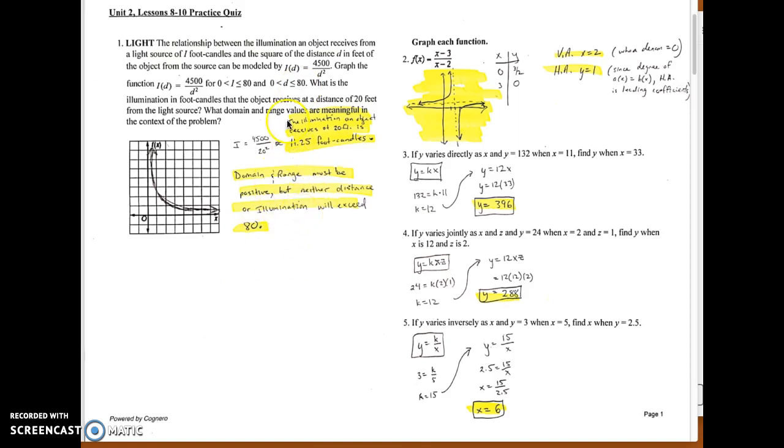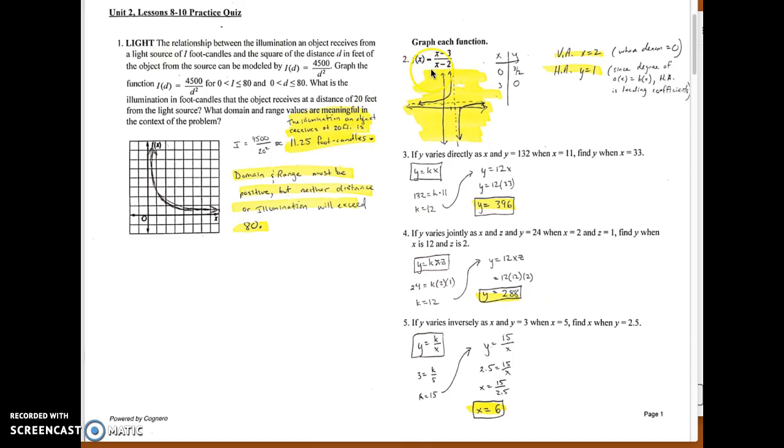You can't have a negative distance because an object can't be negative distance from a light source. You can't have negative amounts of illumination. But also you can't have more than 80. You can't be more than 80 feet from this light source in this problem. And you can't have an illumination higher than 80. So that's how I came up with these answers.